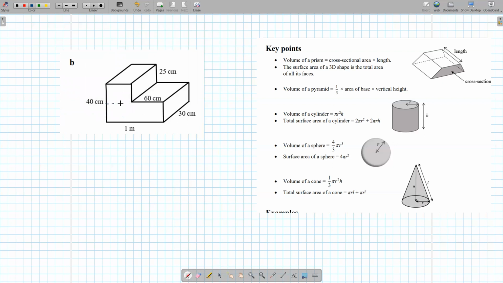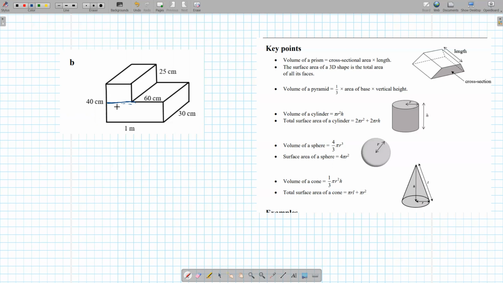How would we find the volume of this? The idea is very, very similar. We need to cut this. We can first find the volume of this, okay? And then we can add the volume on the top. What's the formula for the volume of a rectangular prism? Length times width times height. LWH, okay.